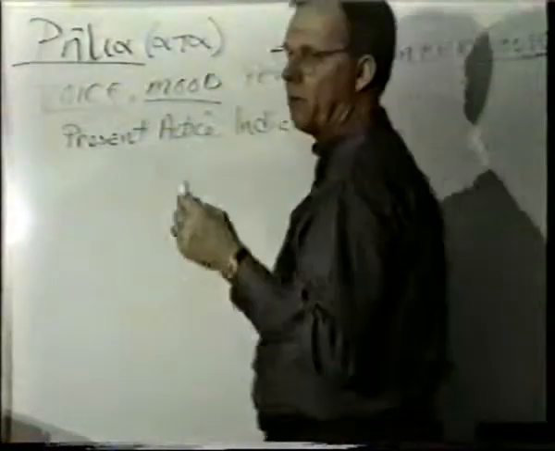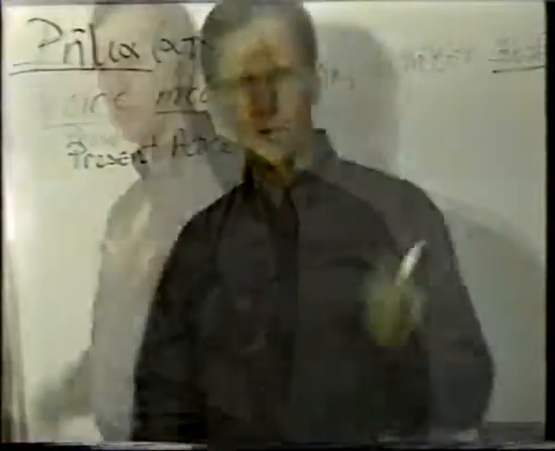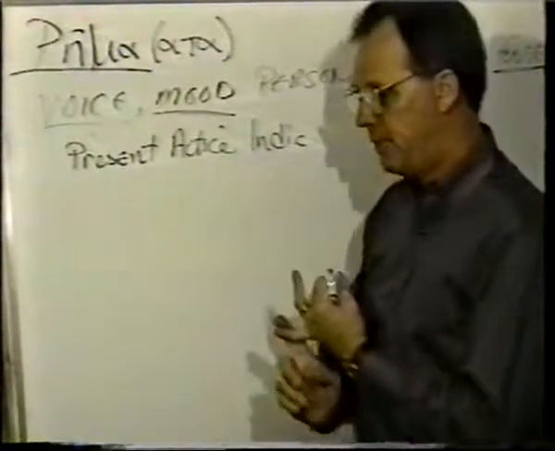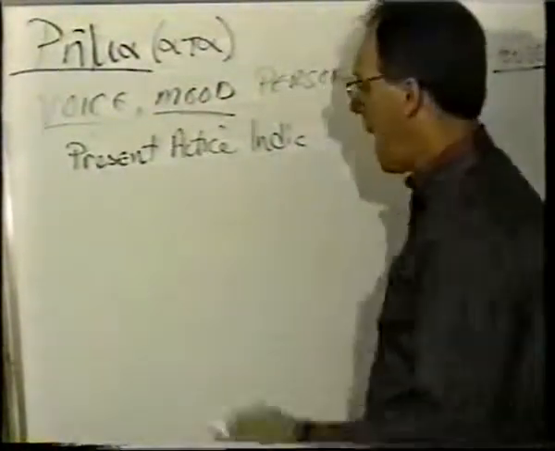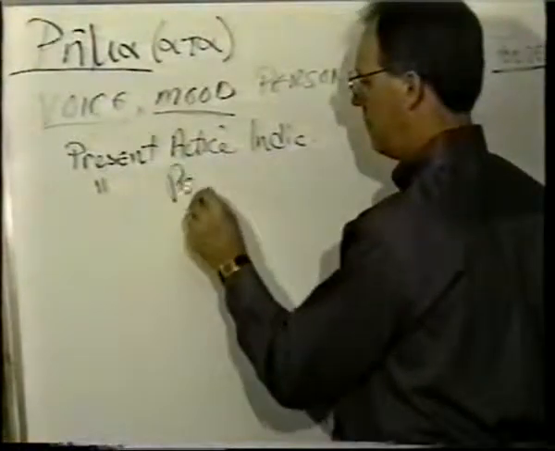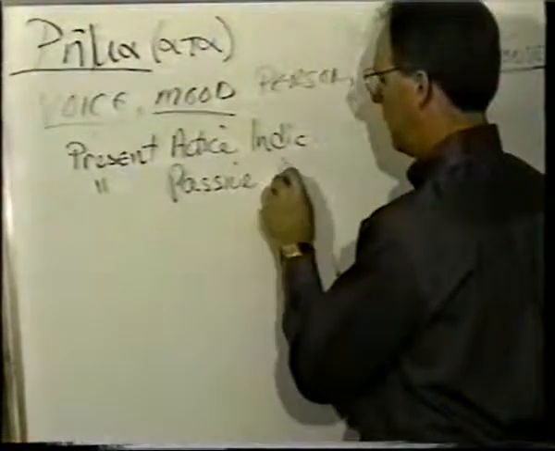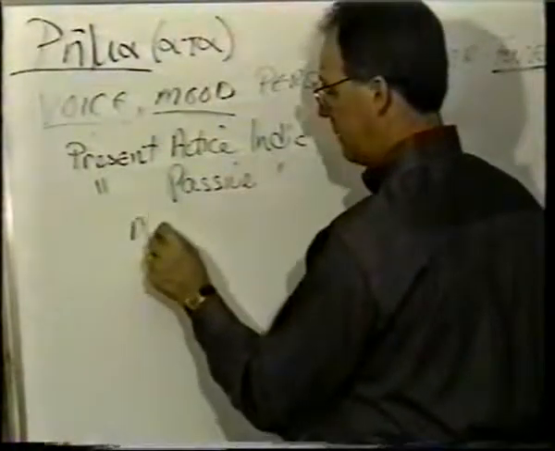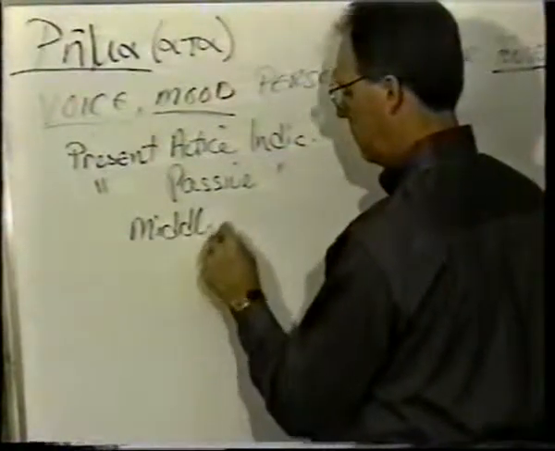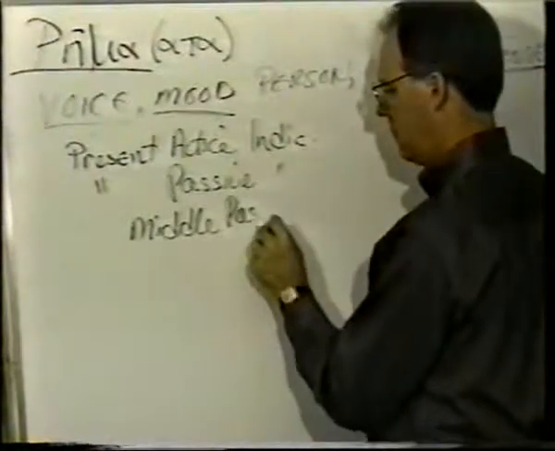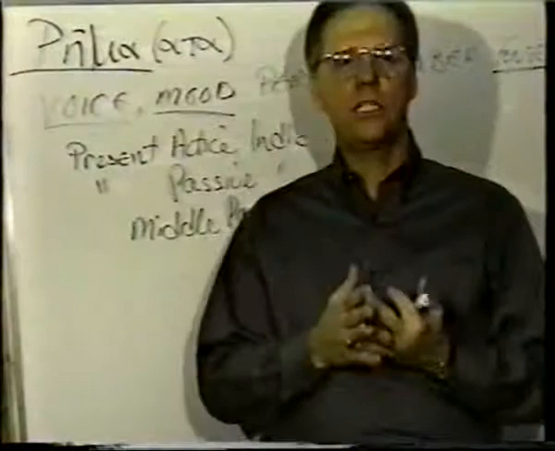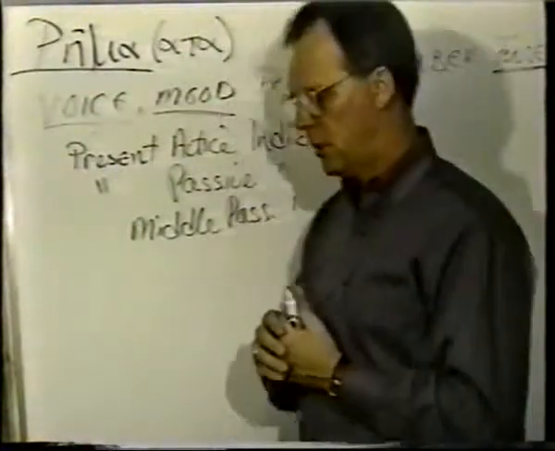Now you will remember these phrases or these words from your English grammar, I'm sure. We have a present active indicative. We have a present passive indicative. We have a middle passive indicative. We have an aorist.